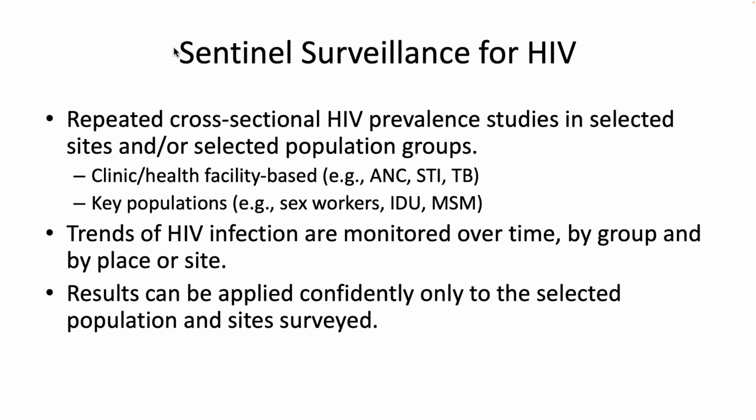So Sentinel surveillance isn't necessarily facility or site-based. It can occur in specific populations that may be more important from a public health standpoint, but that might be hard to monitor the outcome at any institution or site or as part of a representative household survey. Through these Sentinel surveillance approaches, you can monitor trends of HIV infection over time and break it down by person and place. However, it's important to remember that the estimates that come from Sentinel surveillance, since it's not representative, can really only be confidently applied to the selected population and participating sites.